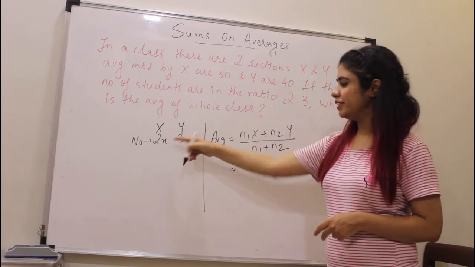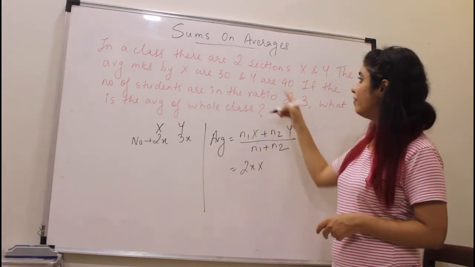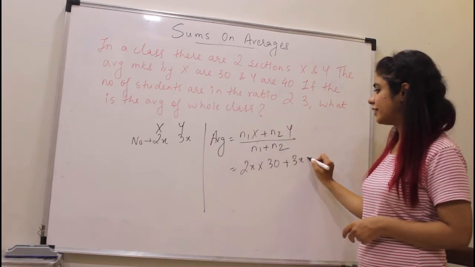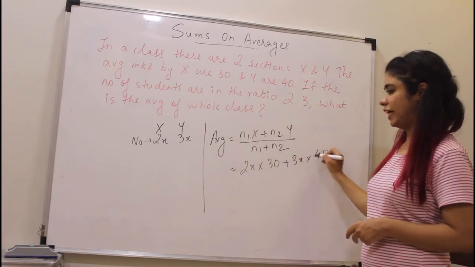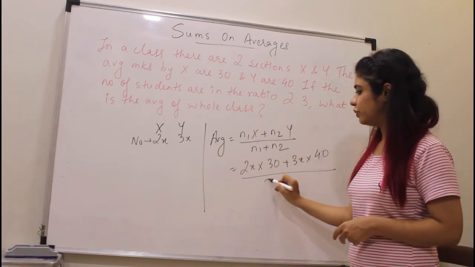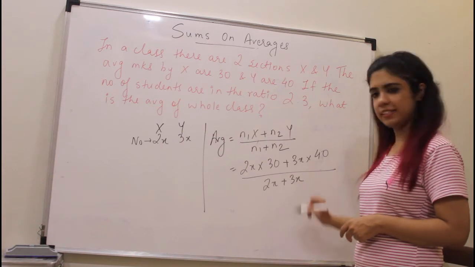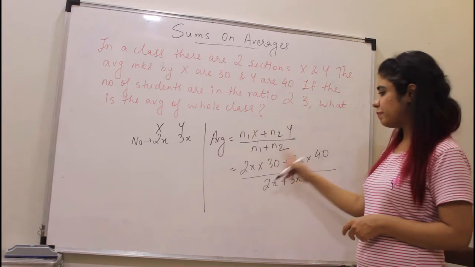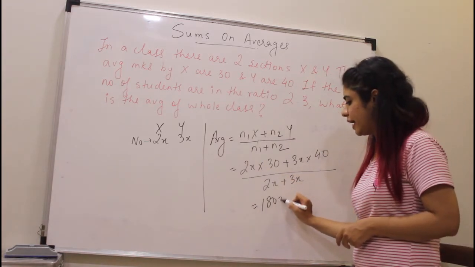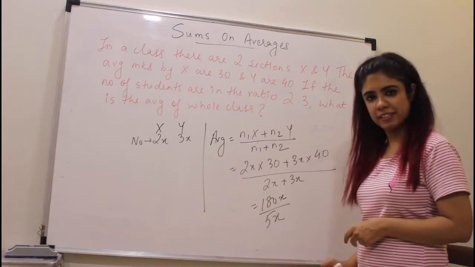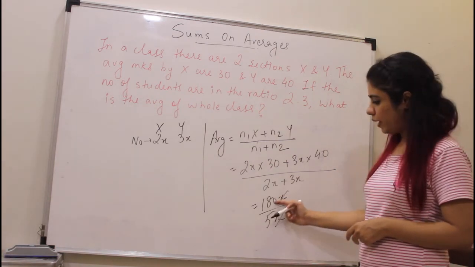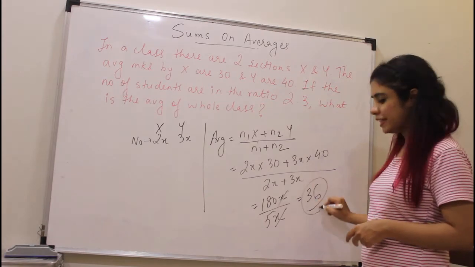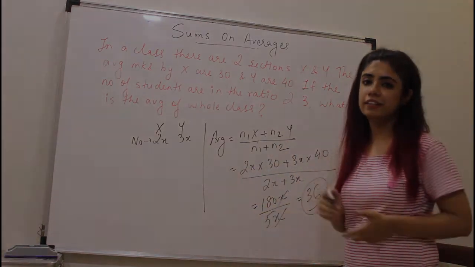So number of students are 2X and your average is 30. Similarly, here the number of students are 3X and your average is 40. Upon total number of students, which is 2X plus 3X. So this will be 60X, this will be 120X. 60 plus 120 will give you 180X upon 5X. X will get cancelled. 180 upon 5 will give you 36. So 36 is the average of the entire class.